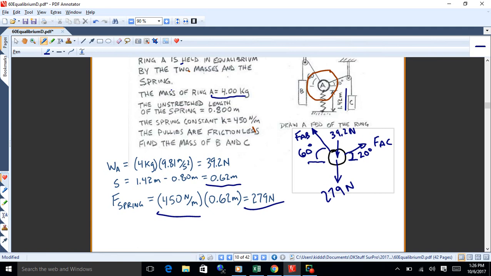Okay, so there's the free body diagram I've got. Any questions on where that's all coming from? Everybody good with the spring going down? Okay, because it's stretching, so it responds by pulling back.